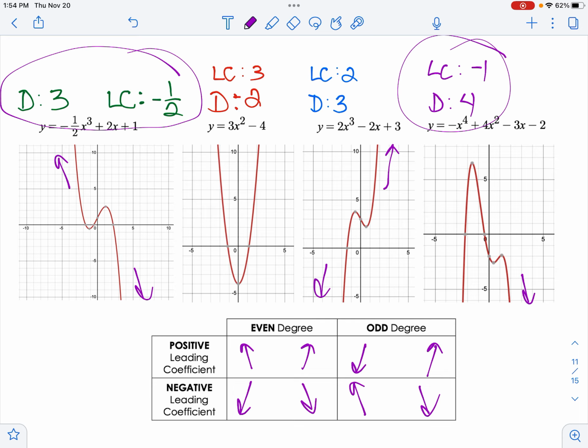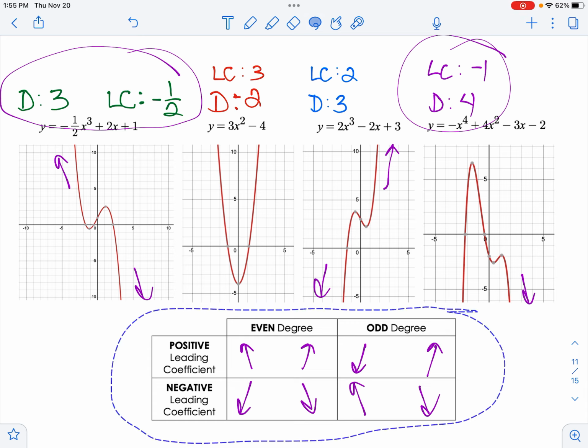All right, so really we can use this chart. This generalized pattern happens for all polynomials. So I'm going to copy this.